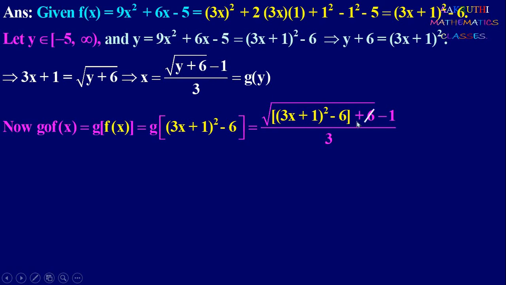Now here plus 6 and minus 6 cancel. Remaining is (3x plus 1) whole square. So again square and square root cancel. Remaining is 3x plus 1. Again plus 1 and minus 1 cancel. Remaining is 3x divided by 3. Again 3 gets cancelled. Remaining is x.